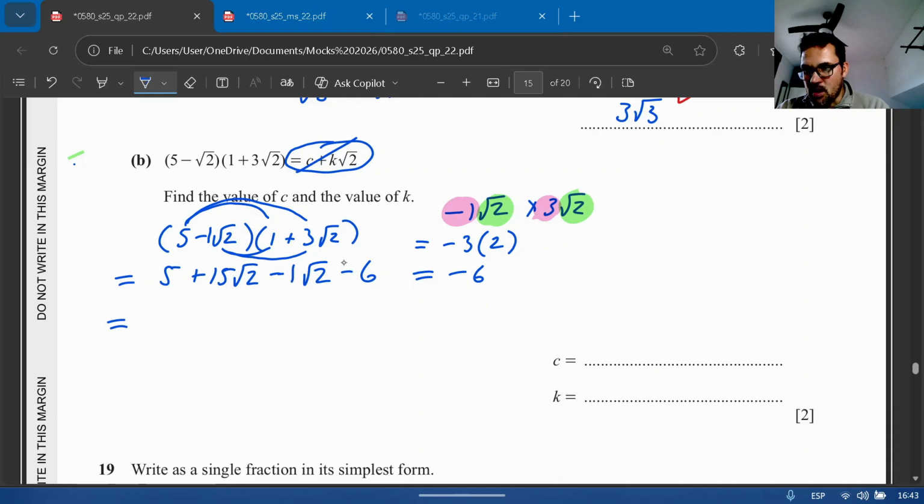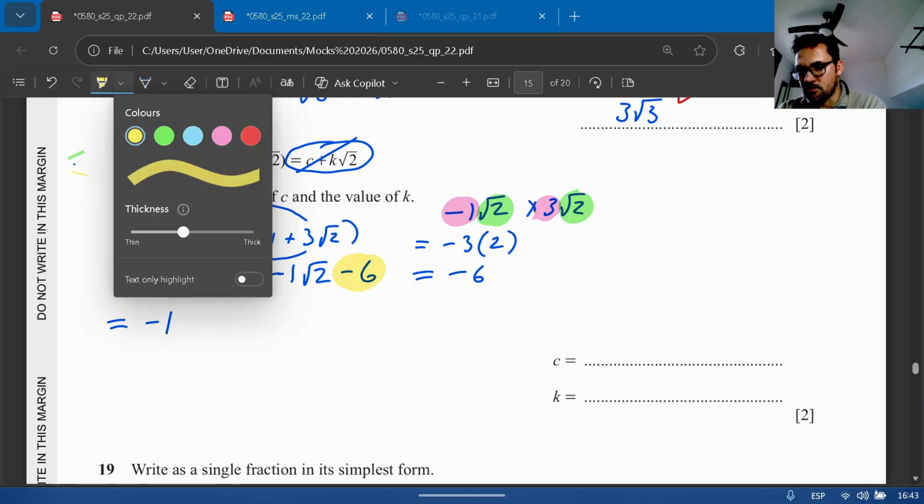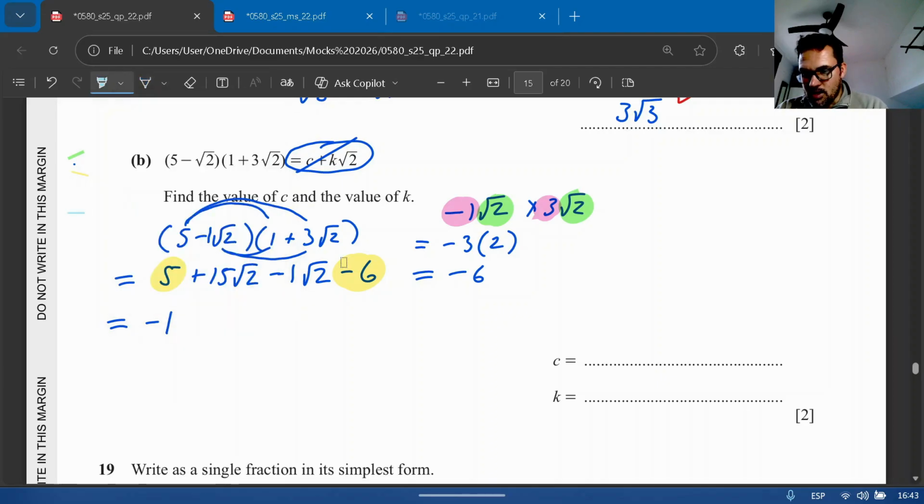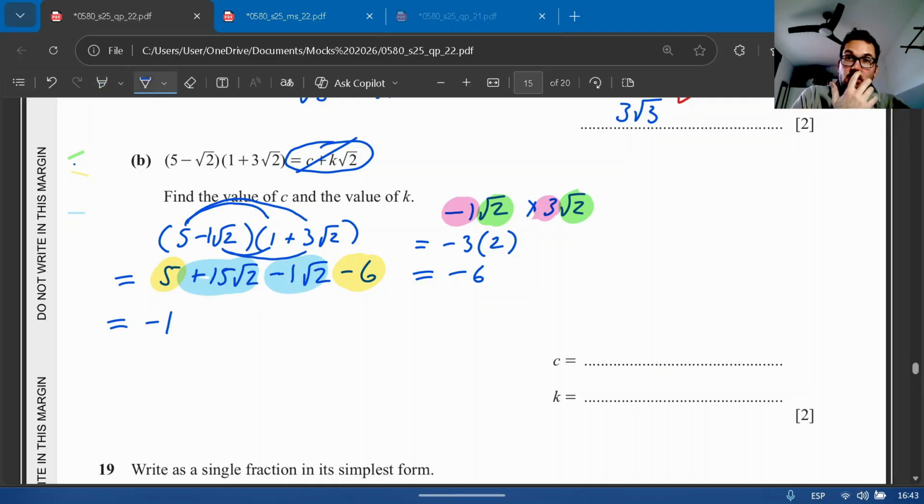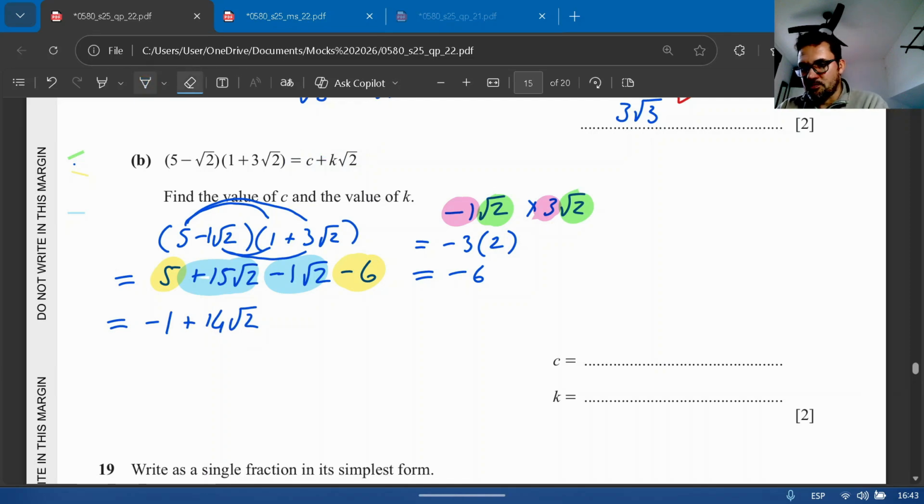So we can just do this now. 5 minus 6. It's going to give us minus 1. And then 15 root 2 minus 1 root 2. It's like having 15x minus 1x. That is a positive 14x or 14 root 2. And there we go. Now we can go back to this bit.